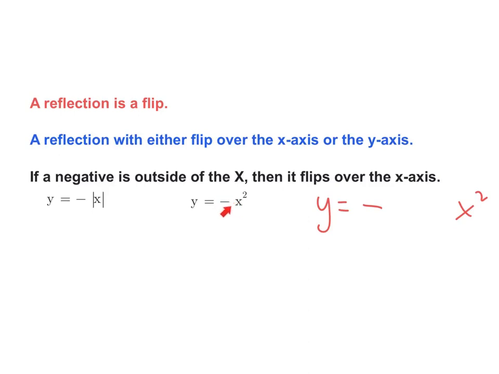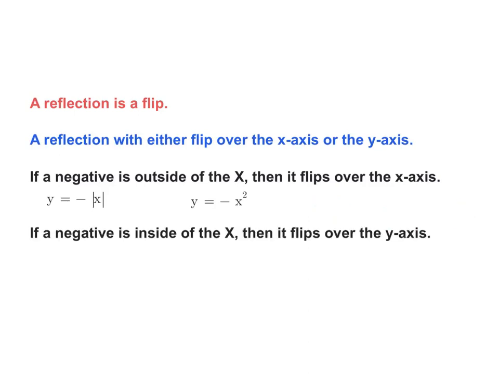Think of this as a -1. You do the power first, and then the multiplying, if that's how you want to think about it. Okay? So this is how you need to think about this problem. And this is where the negative is outside, like it's far away. It doesn't really want to be there, kind of thing. Okay? Then, of course, if the negative's on the inside, it flips over the y.